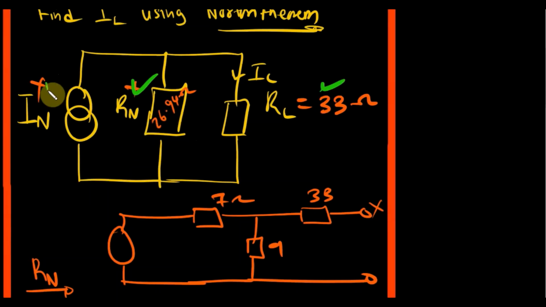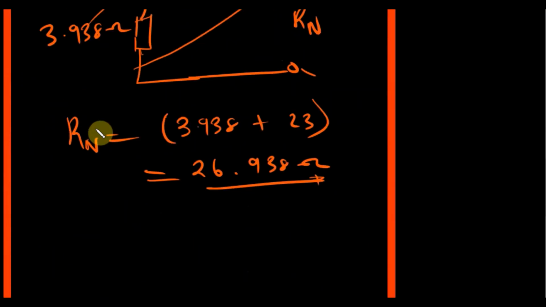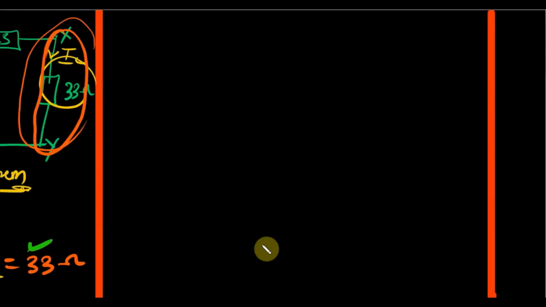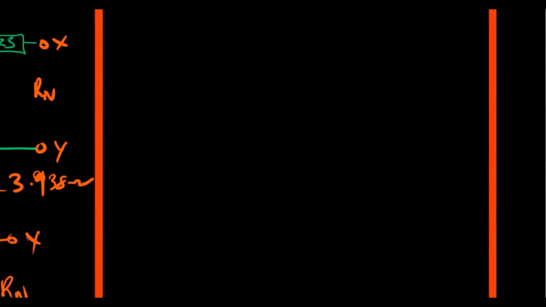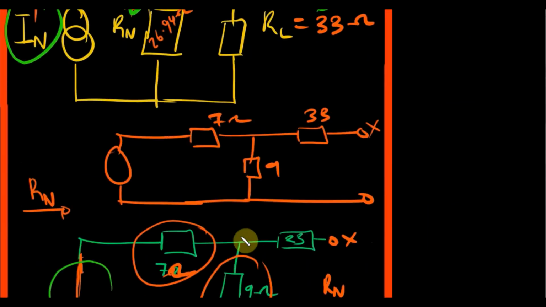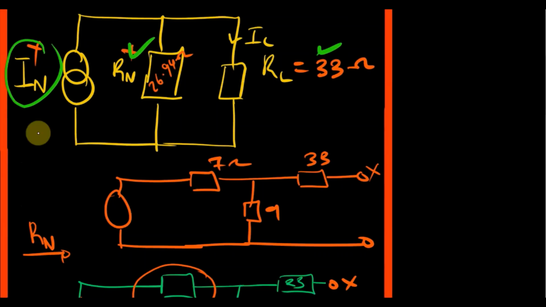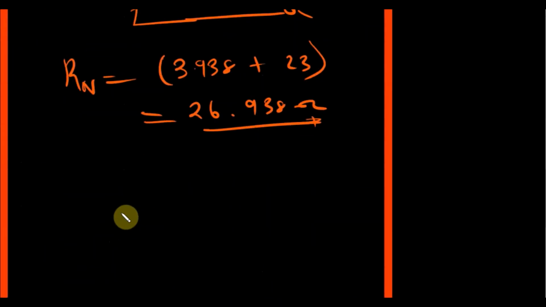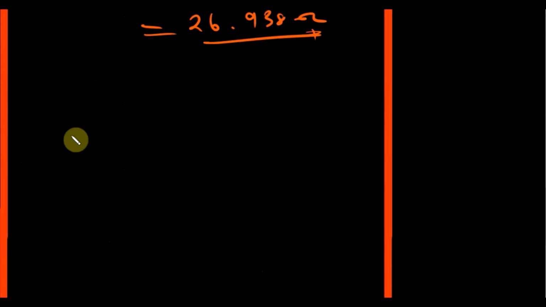Now we need to find I Norton. How do we find I Norton? Well, to find I Norton, we would bring back all the sources that we had removed from the circuit. That's what I mean. We would bring back the source that we removed here, which was 110 volts. So we'll bring back the voltage source, which was 110.